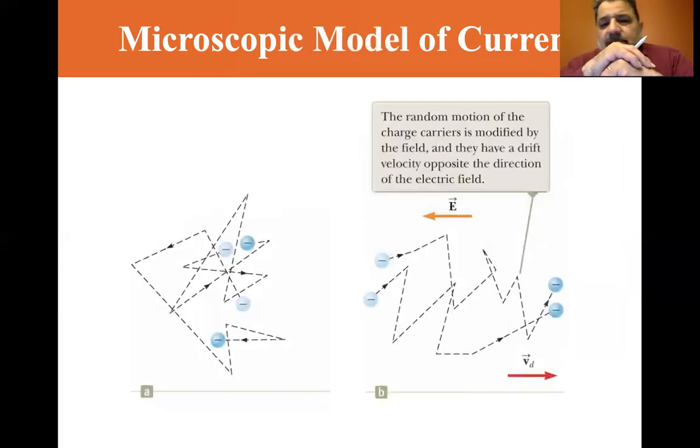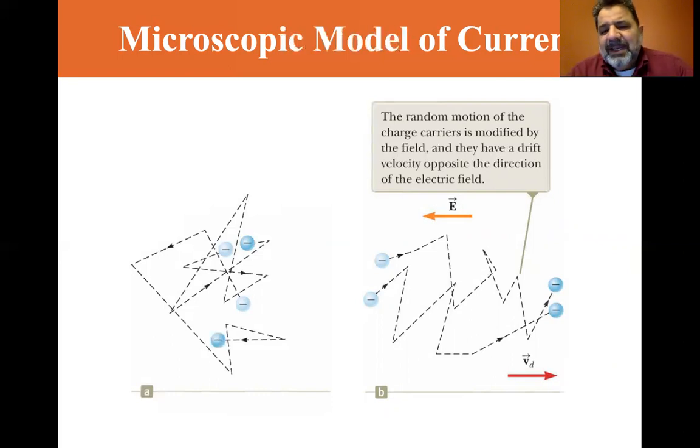Now, this is drift velocity. The random motion of the charge carriers is modified by the field, and they have a drift velocity opposite the direction of the electric field. So if you just have a conductor, there will be random motion depending on the kinetic energy of the molecules and atoms inside your conductor, based on the temperature. You're going to have just random drift in all sorts of directions.